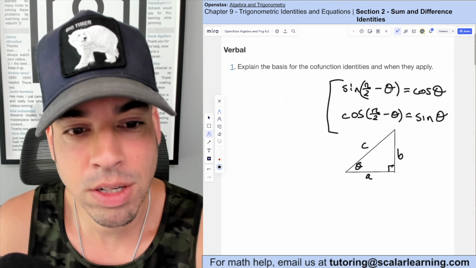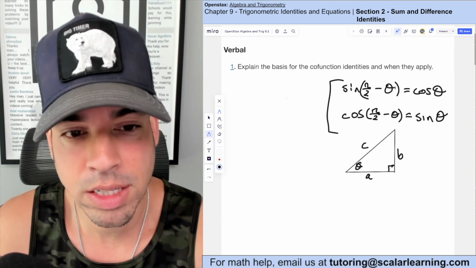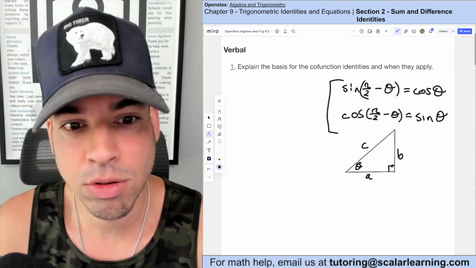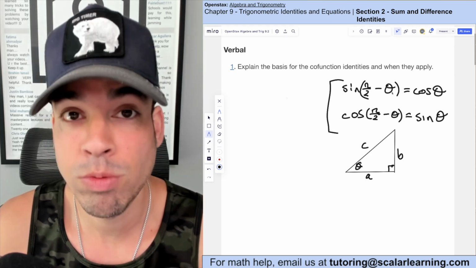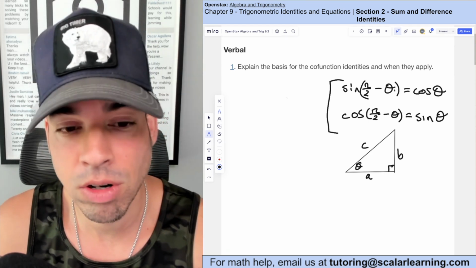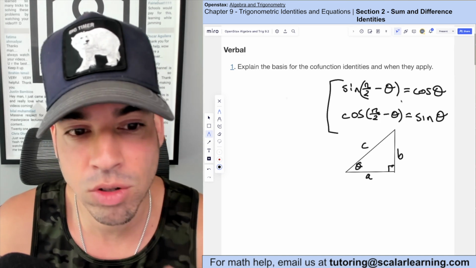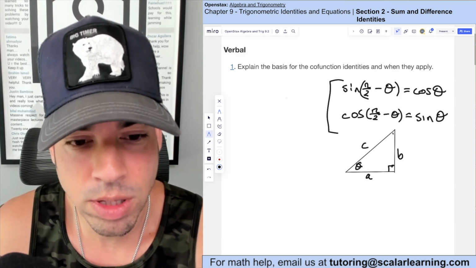Because imagine if theta is, and I know this is in radians, but imagine if theta was like 30 degrees. So then this would be like 90 minus 30, which would be 60. Hence, 60 and 30 are complementary. So these are complementary angles. So why does this relationship exist?